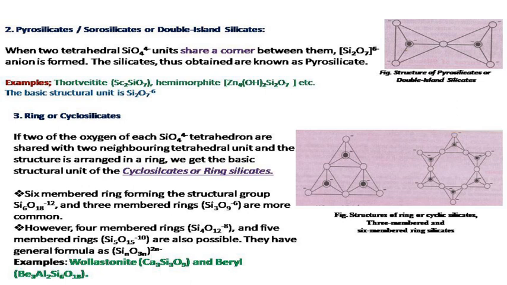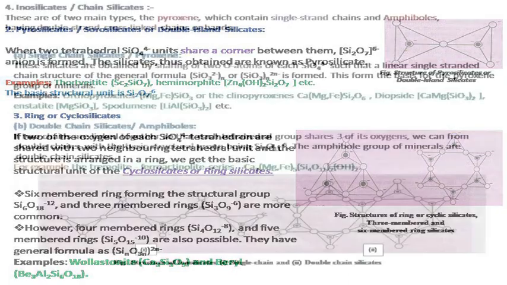Third type of silicates are ring or cyclosilicates. In these silicates, there is sharing of 2 corners or 2 oxygens with the neighboring SiO4 4- tetrahedral unit, and the structure can be arranged in a ring, in 3-membered or 6-membered rings, which are most common, whereas 4-membered rings and 5-membered rings can also be made. The examples are wollastonite and beryl.